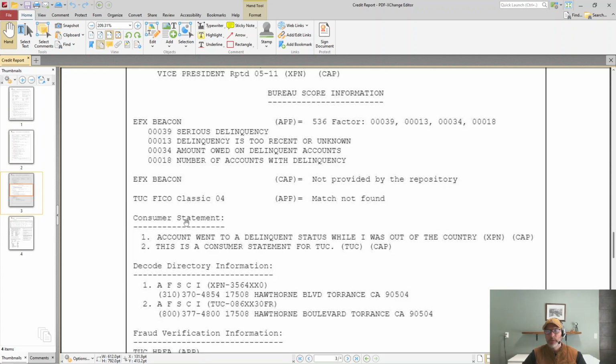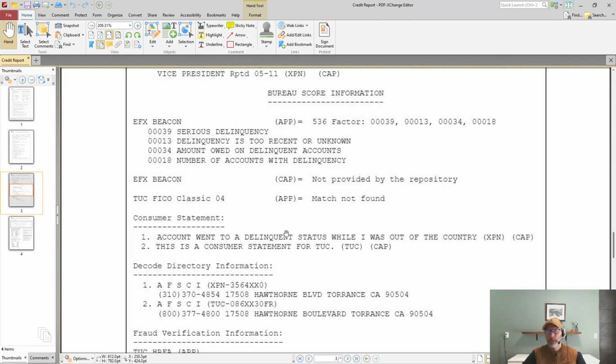Now, you also have the opportunity on some of the credit reports to add a consumer statement. And this could be like a fraud situation where someone stole your identity, or in this particular situation, the co-applicant says the account went to a delinquent status while I was out of the country. This is a consumer statement for TransUnion for the co-applicant. Generally, you would have something like this for both Experian and TransUnion. And an underwriter will take this into account in certain situations.